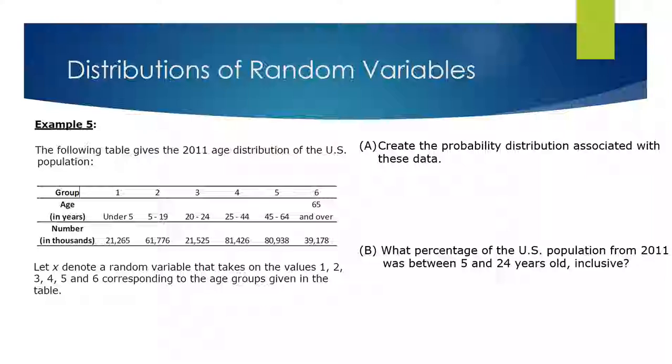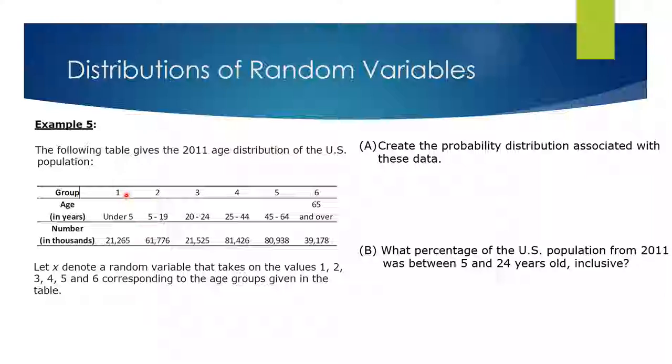So, for example 5 here, the following table gives the 2011 age distribution of the U.S. population. And so what they have here is these groups. They're numbered 1, 2, 3, 4, 5, and 6, which basically, the numbers themselves really have no meaning.